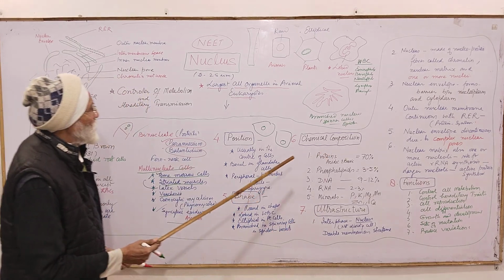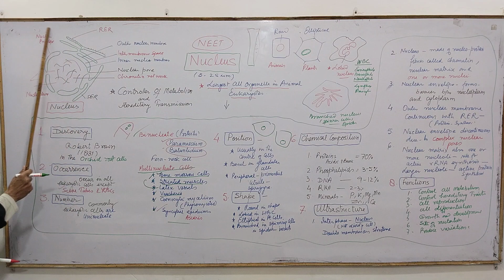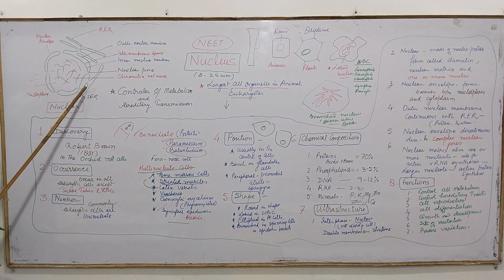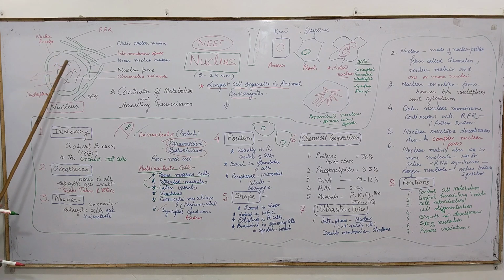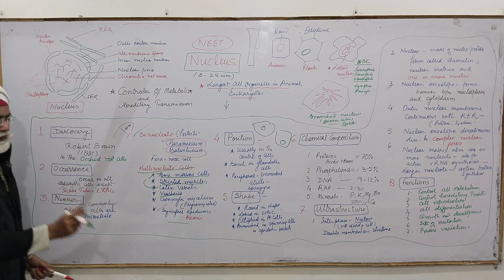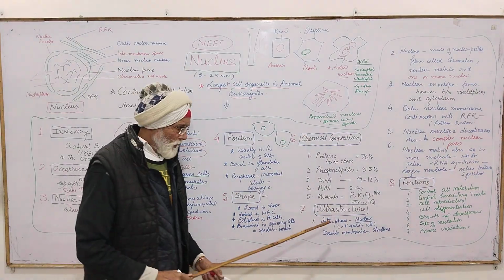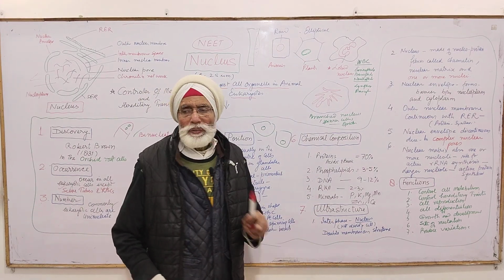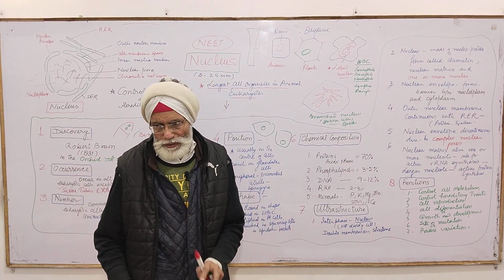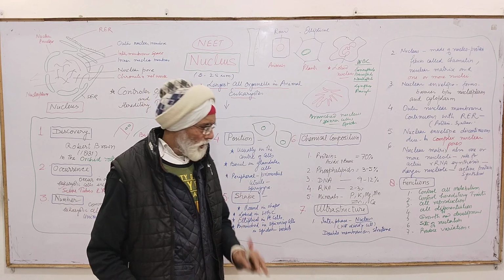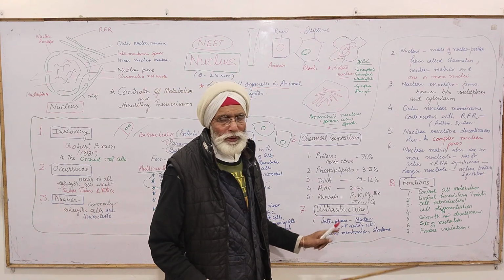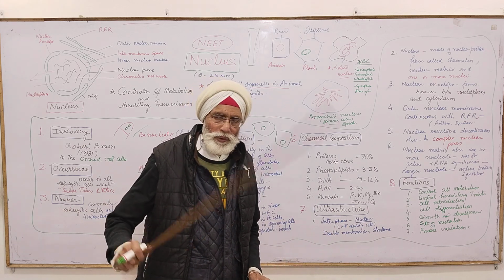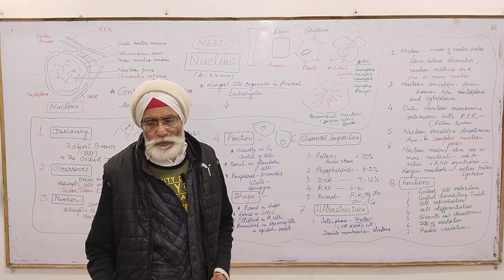Take your NCERT book, as I have drawn this diagram here. Now you see, one by one, what the important ultrastructures of the nucleus are. Interphase nucleus is a nucleus which is not dividing, that is, not undergoing cell division, and it possesses a double membrane, as I told you: outer nuclear membrane and inner nuclear membrane.